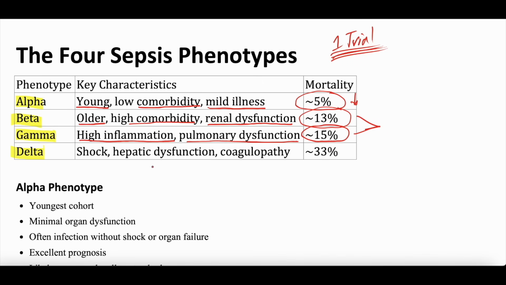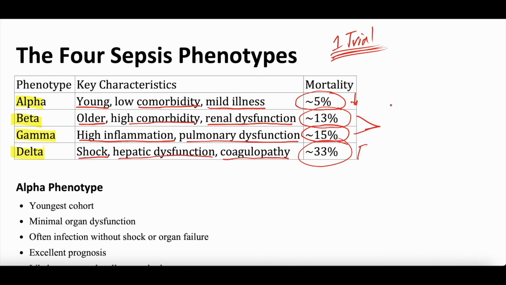And then delta were the sickest patients. These were patients in shock requiring vasopressors. They had a lot of liver dysfunction, a lot of coagulopathy, or microthrombi, blood clotting, bleeding derangement. And the mortality was the highest. It was about 33%.